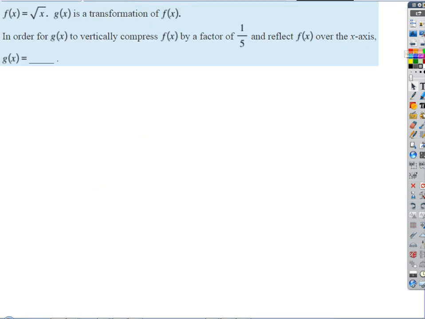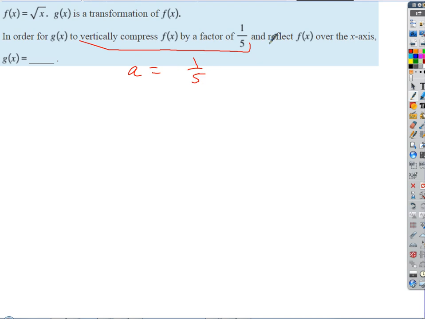Okay, so then what am I going to do here? What is this telling me? If I'm going to vertically compress f of x by a factor of 1/5, what is that telling me? What parameter is affected by that? Isn't it A? A is the one for compression or stretch vertically, right? So that part is telling me that A equals 1/5.